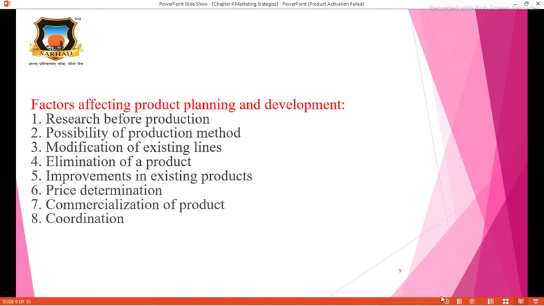Thus, it is explicit from the study of the various elements of product planning that every decision, right from the generation of an idea about a new product to the elimination of a product from the product line, is included in a product plan.